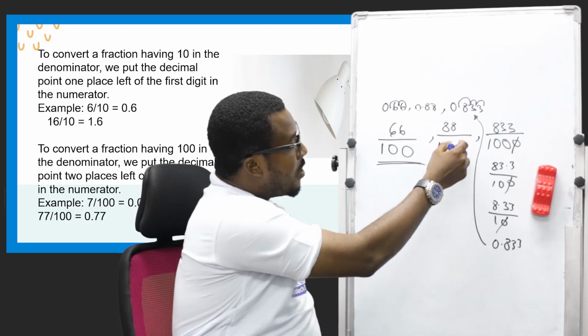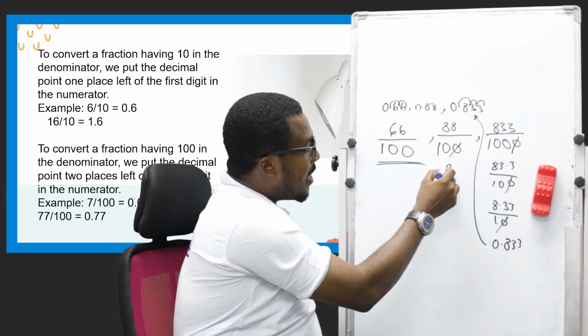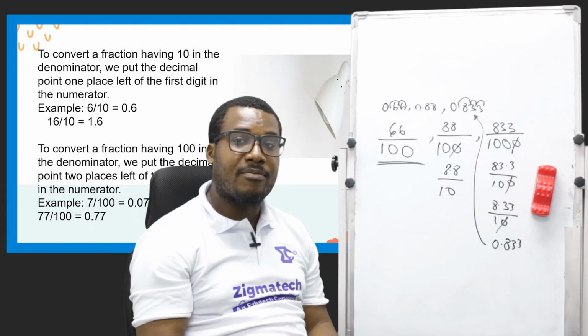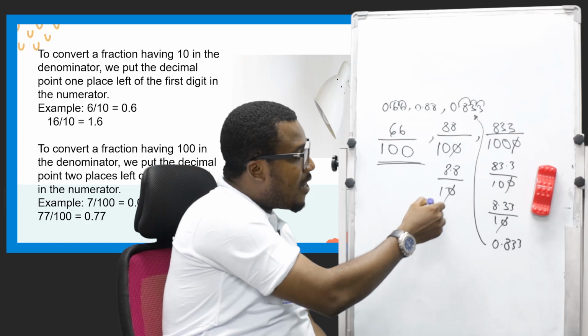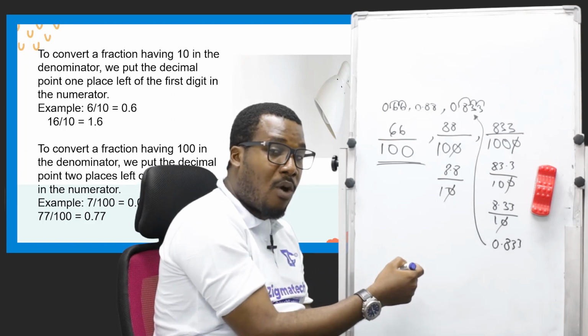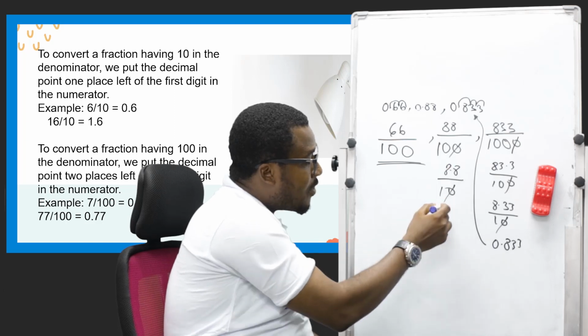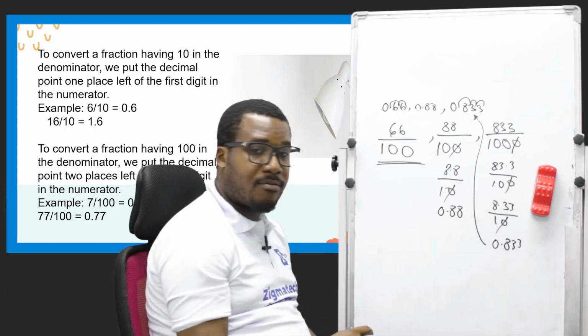Now you come here again, you divide this, and you get 8.8 over 10, because you're working with 100 this time. 10 is remaining now, you remove the last 0 from the 10, and it becomes over 1, which you're making a round up number, and it becomes 0.88.